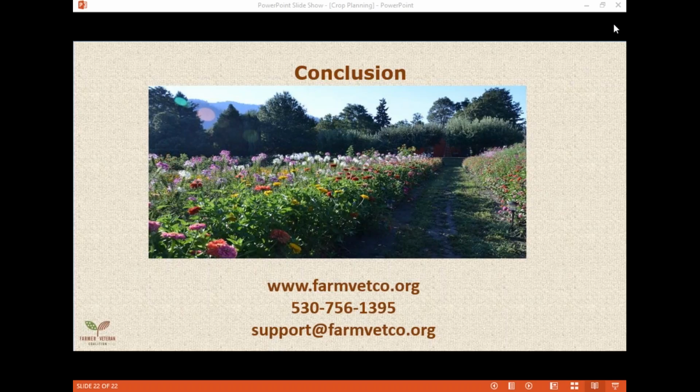Okay, thank you. Here's a follow-up question. Have you ever tried cover crops with vegetable crops? Always. I would never grow them without them.